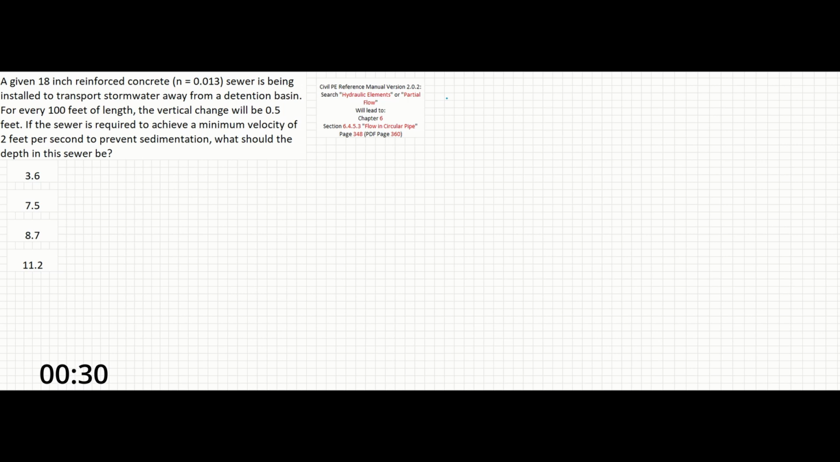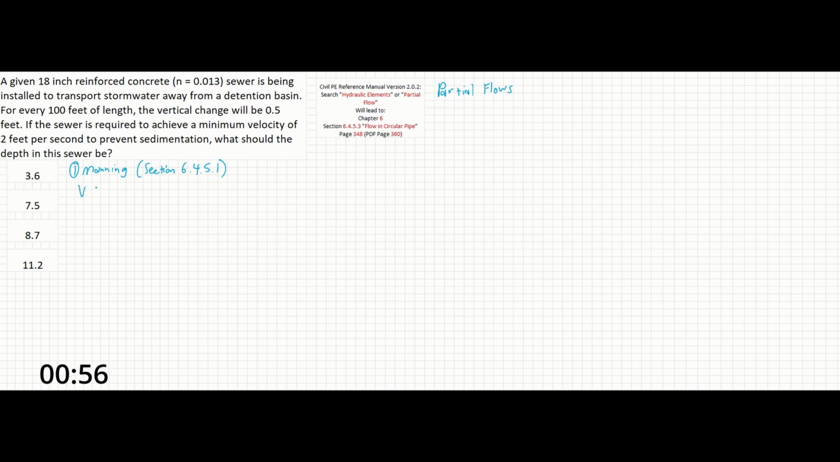So this problem provides us with an opportunity to solve something called partial flows. We can do this in about 4 steps below. First, we have enough information to use Manning's equation to calculate the velocity in the sewer when the sewer is flowing full. Manning's equation can be found in section 6.4.5.1 if you need to see it.